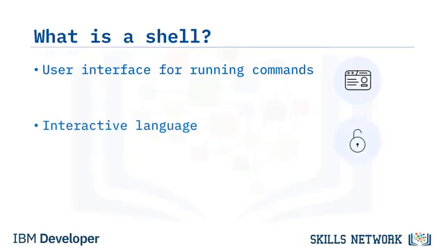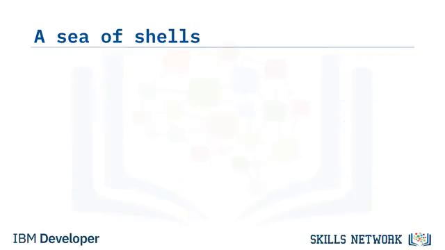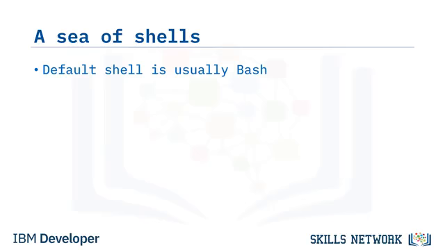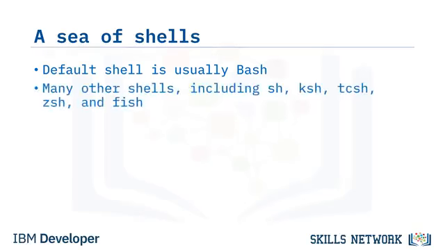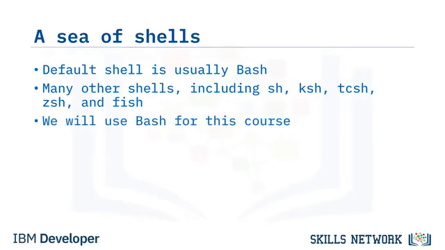A shell, which enables access to files, utilities, and applications, is also an interactive language. A shell is also a scripting language, and it can be used to automate tasks. The default shell on Linux systems is usually Bash. Other shells include the Bourne shell, SH, the Korn shell, KSH, TC shell, Z shell, and Fish. For this course, we will only use the Bash shell, which stands for Bourne Again shell.